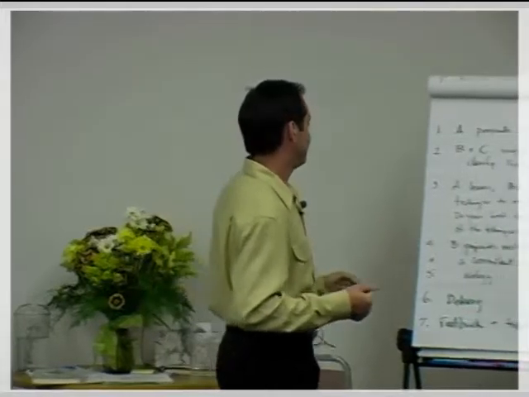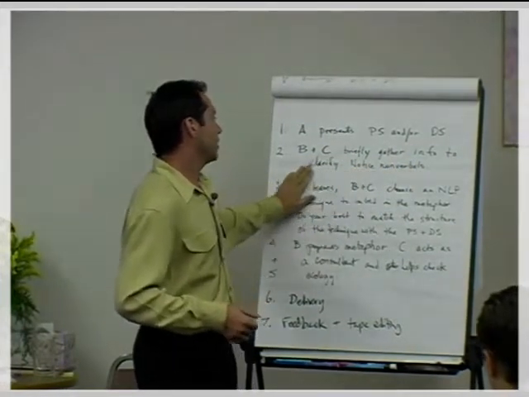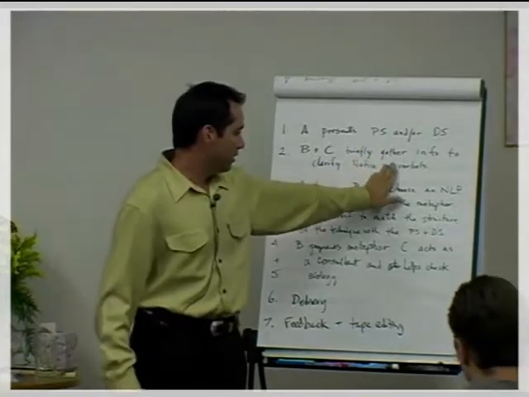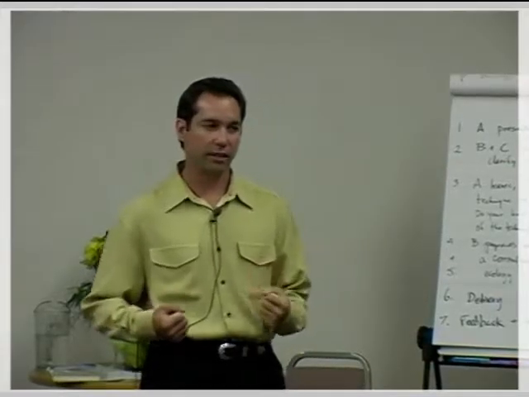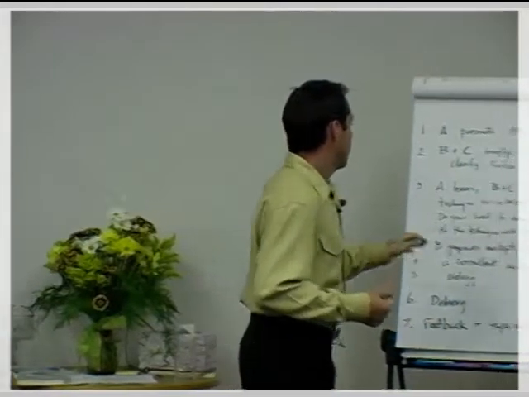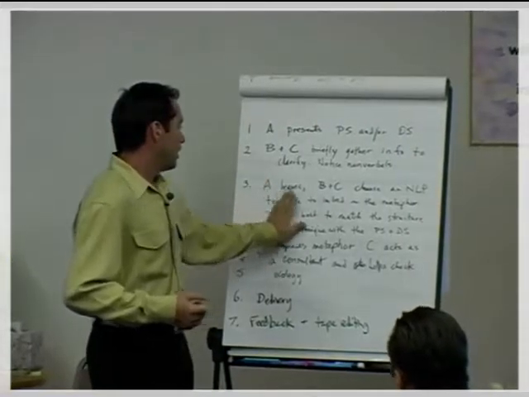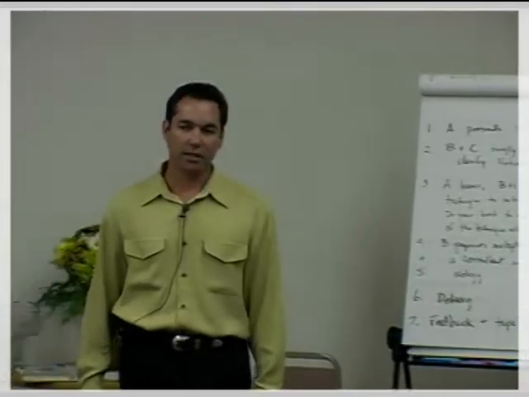Of them, great. Give both of them. Then B and C briefly gather info, just like the last time, clarifying and noticing the nonverbals. What are they doing in those two different states? What's their physiology like? Then A leaves again. B and C choose an NLP technique to embed in the metaphor.